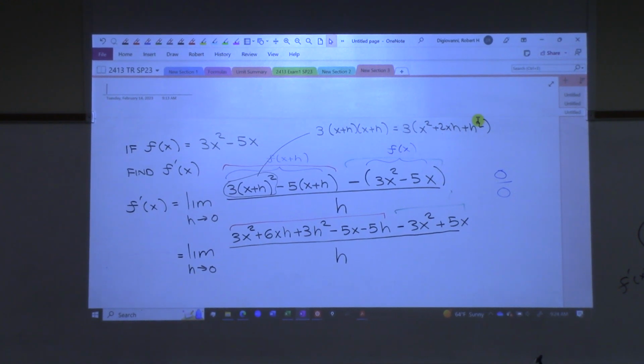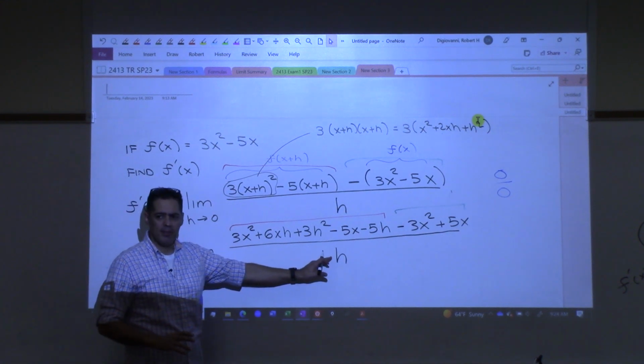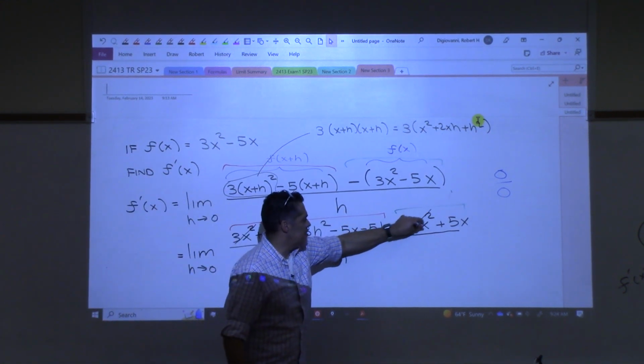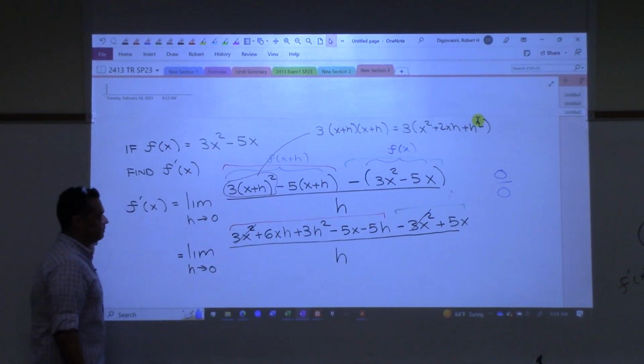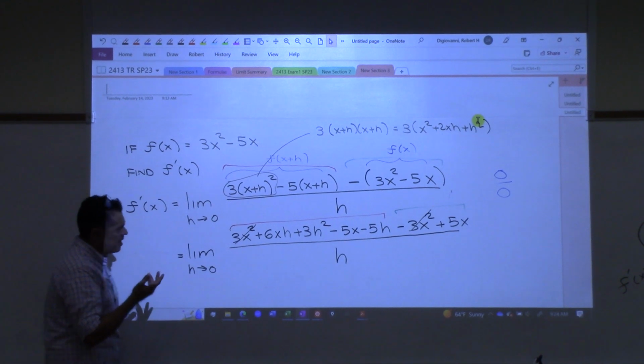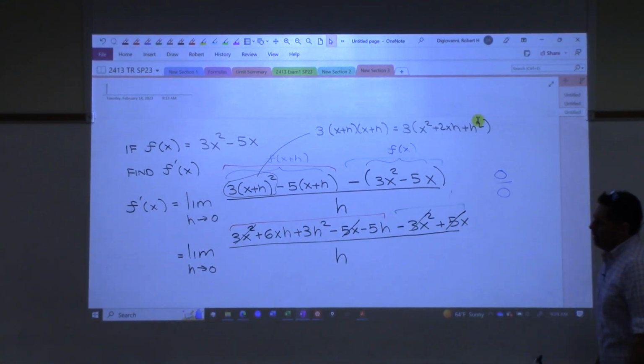Good? Good things should happen. If you do all the algebra right, good things should happen, and we should eventually be able to cancel this h out. Do y'all see this? 3x squared minus 3x squared, gone. What else cancels? 5x's cancel, right? And nothing else goes away. Everything else is still there.